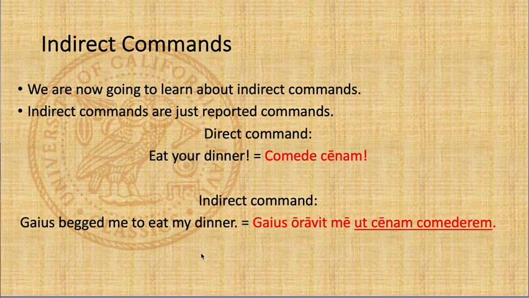Here's how the indirect commands look in English. We're going to use the word begged. We could use a word for command or order, but we're not going to because they work slightly strangely in Latin, so we're going to use the word begged. But the idea is the same. We are essentially conveying Gaius's order to eat my dinner. And so we can say in English, Gaius begged me to eat my dinner.